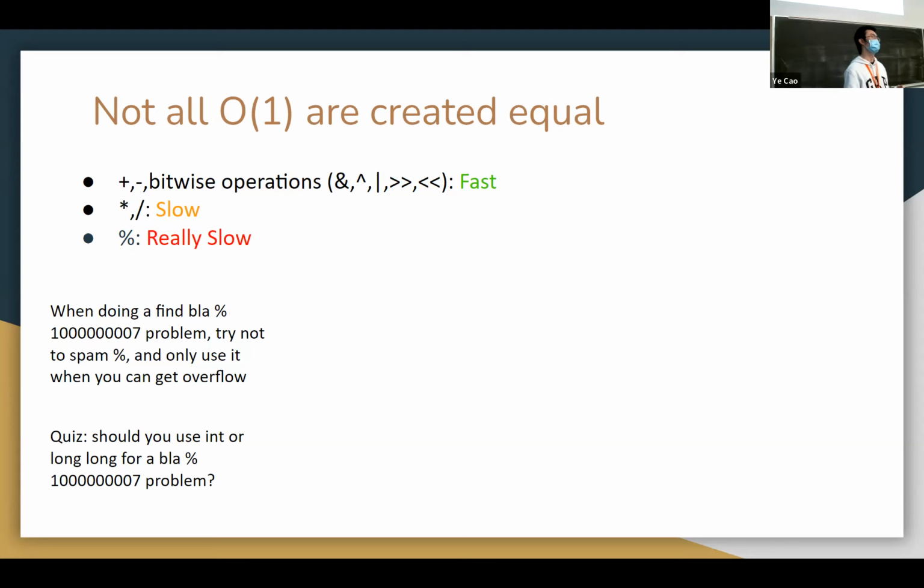So when you're doing a counting problem, for example, and you're modding your answer with a very large prime number, try not to spam that modular operator and only use it when you absolutely have to, aka when you are about to get overflow when you perform a certain operation. And here is a quiz for you. When you are doing a modulo 10 to the 9 plus 7 problem, should you use int or long long?